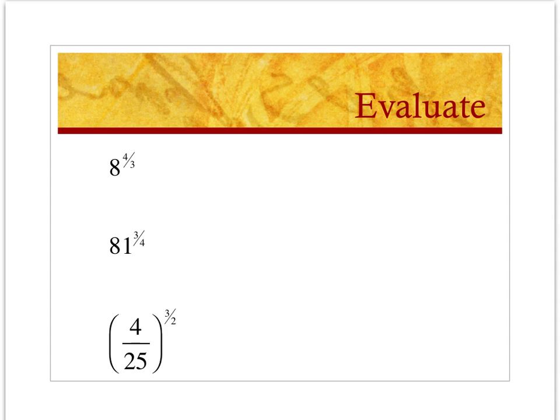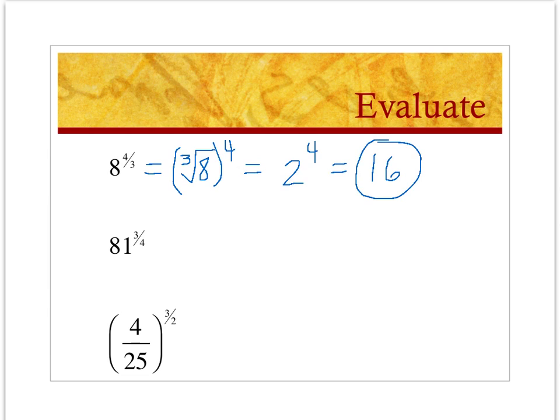The last thing we can do with these is actually evaluate them. We have no variables here, you can see that they're all numbers. If I rewrite this in radical form, this would be the cube root of 8 to the 4th. The cube root of 8 we know is 2, so this becomes 2 to the 4th. And we end up with 16. So 8 to the 4/3 really equals 16.